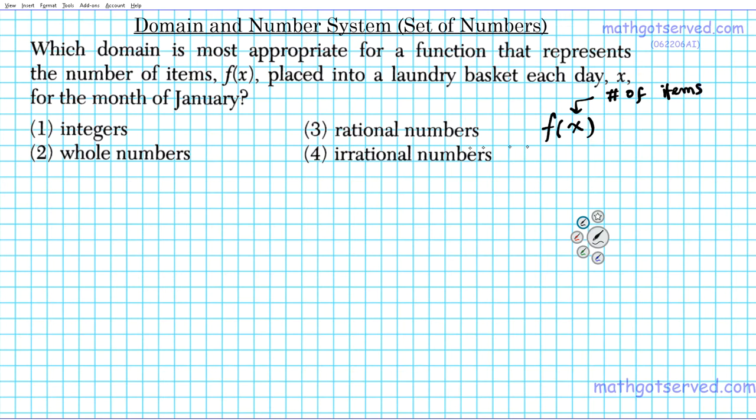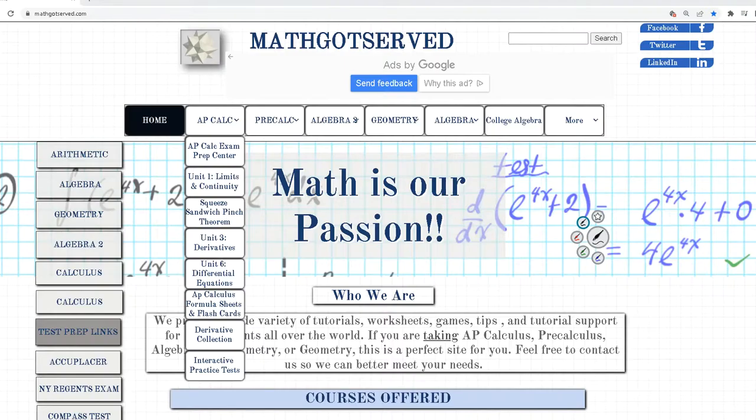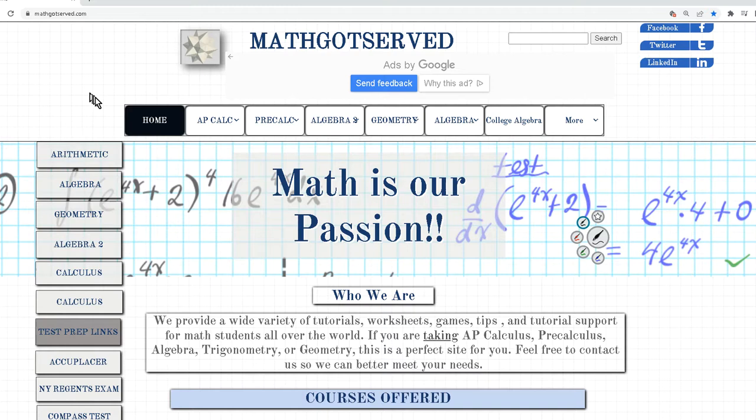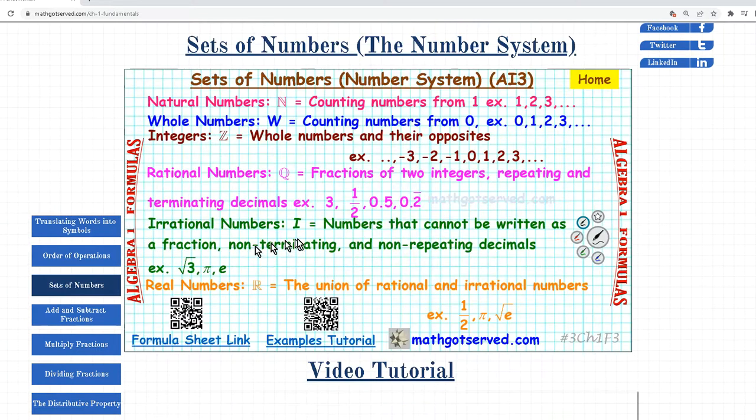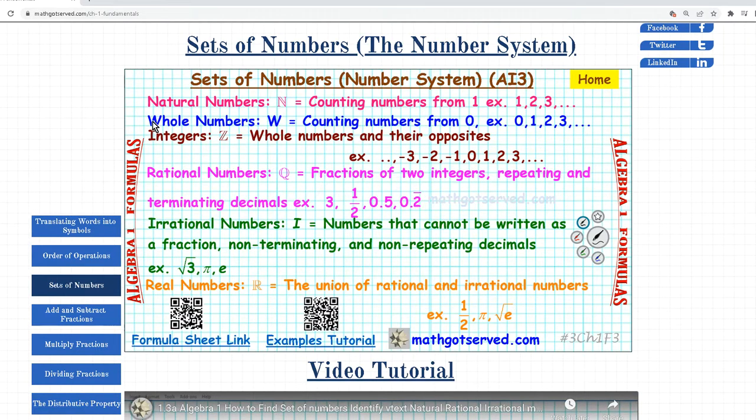Okay, so before we get started taking a look at which of these sets of numbers is an appropriate domain for this particular scenario, let's refresh our memory on what these sets of numbers represent. To do this, we're going to go to our website, Mathgotserved.com. We're going to go to Algebra 1. Let's take a look at Chapter 1, which are the fundamentals. Under sets of numbers, we're just going to take a look at whole numbers, integers, rationals, and irrationals. There are other number sets, as you can see here, but we're focusing on those four because those are the options that we have in the question.